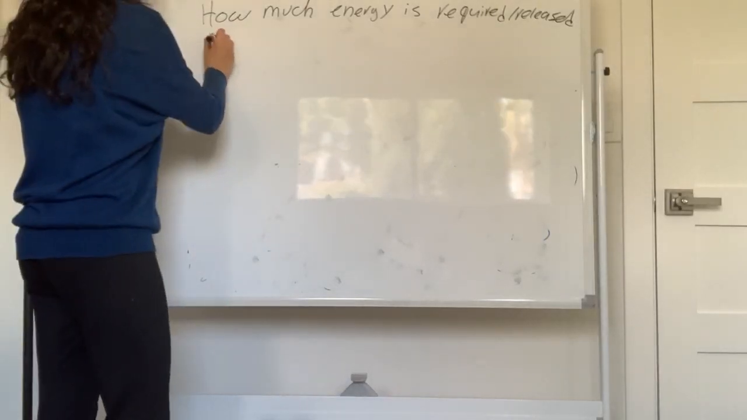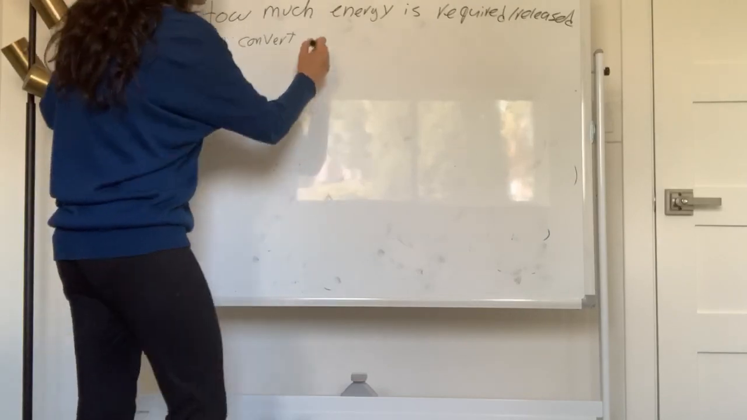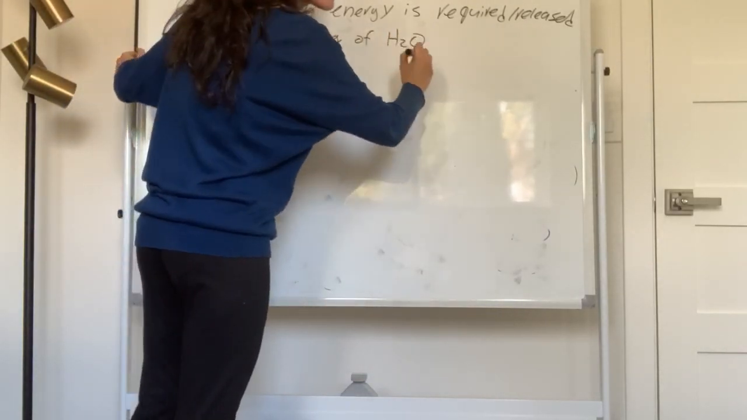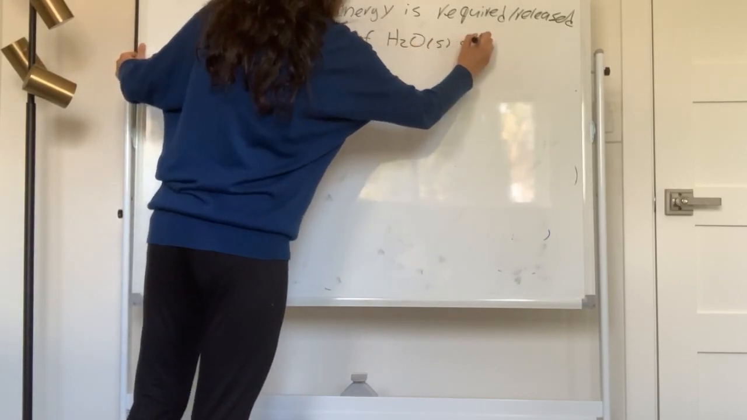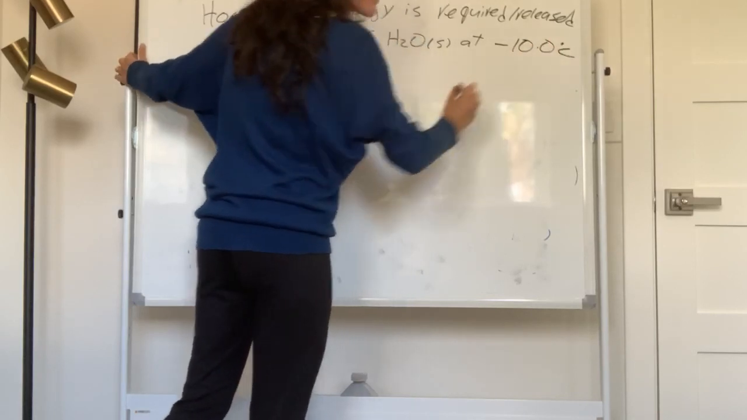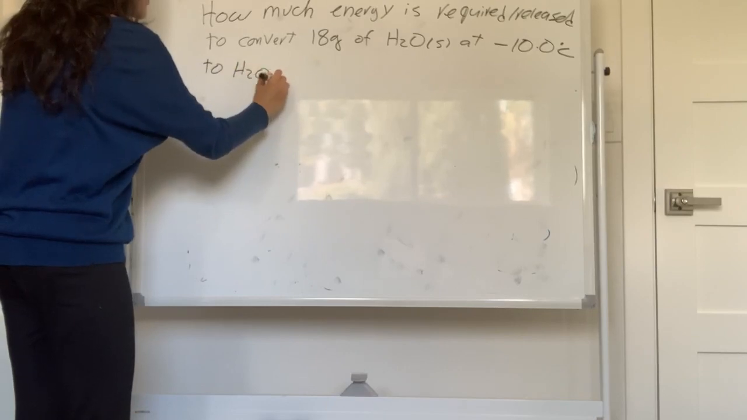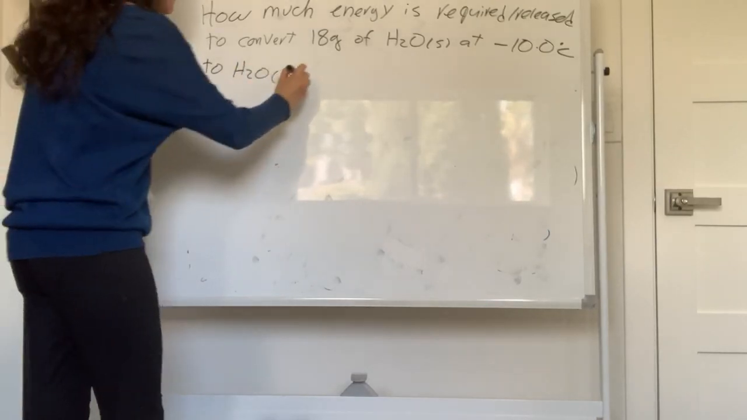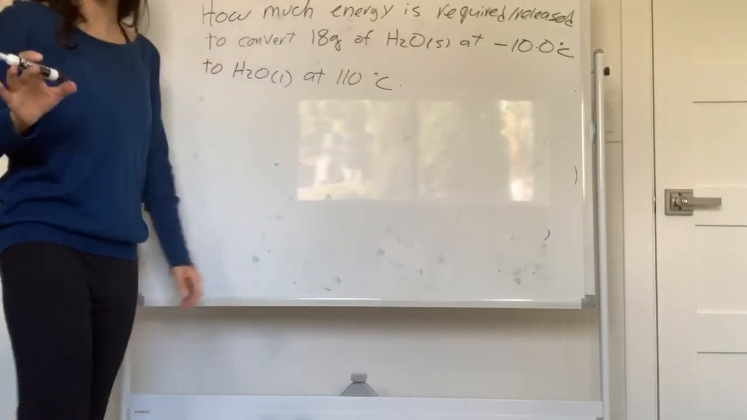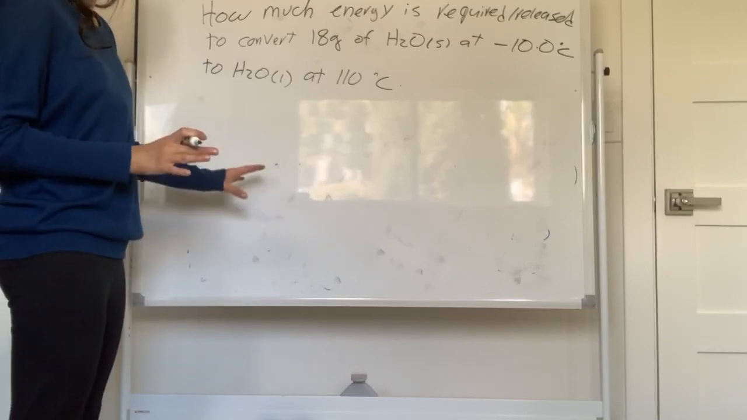to convert 18 grams of H2O solid at minus 10.0 degrees Celsius to H2O liquid at 110 degrees Celsius. And all the constants, you already have all those constants in your notes. So you can use all those constants that you have.